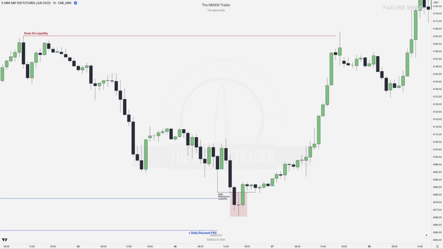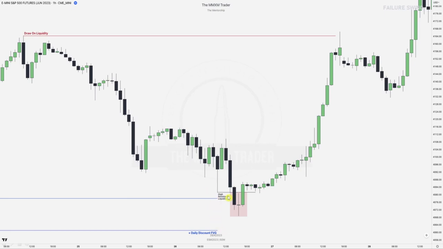So how does that look on an intraday chart for the E-mini S&P 500? We've got that 1 hour chart over here, right? So think back about that market maker buy model, that crude depiction we covered earlier. This is the same kind of schematic, only with candlesticks. We've got our draw on liquidity on the highs, right? And then our higher time frame discount array, which in this case is that daily discount fair value gap.